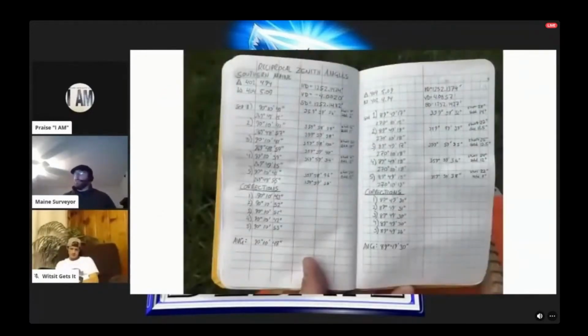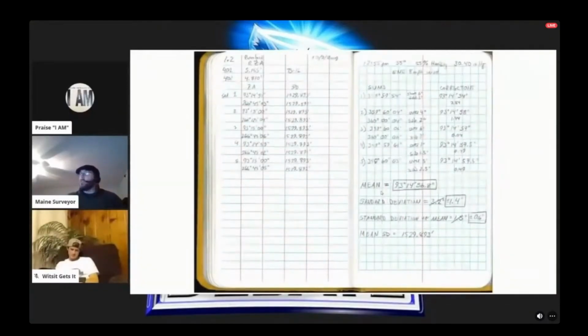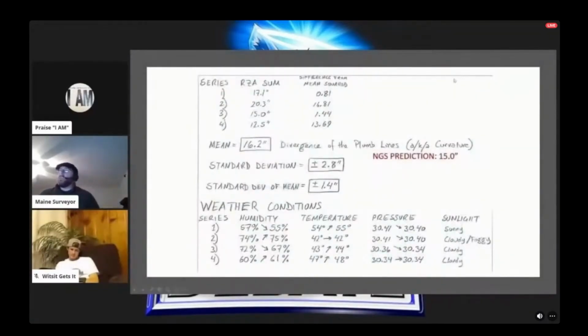Now, anything worth doing once is worth doing 4 more times. So I went to another location 100 miles away, and I did the same procedure, measuring reciprocal zenith angles between 2 points 4 times over 3 days. And these are my field notes from the first series of measurements. And over the course of those 3 days and those 4 series of measurements, the mean divergence of the plumb lines came out to be 16.2 seconds. Interestingly enough, the National Geodetic Survey predicted 15.0 seconds of divergence. So not too shabby. We had a standard deviation of the mean of 1.4 seconds, more or less, plus or minus. And that means that the correct answer was contained within the margin of error of my final mean.